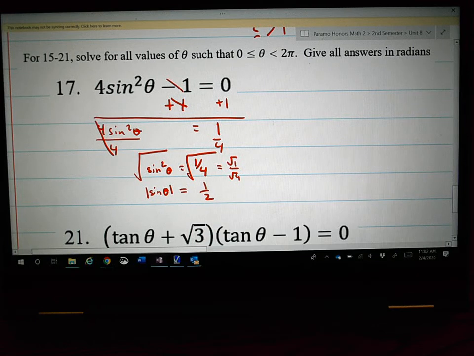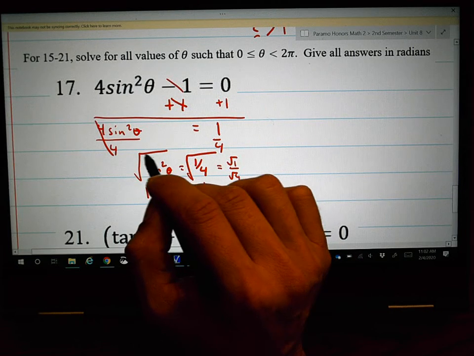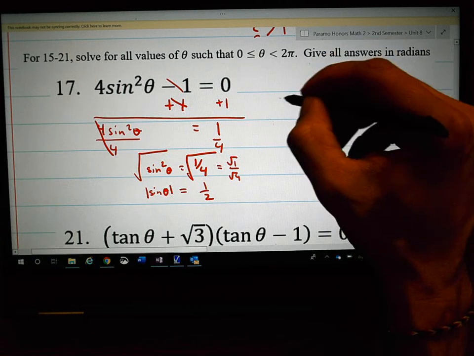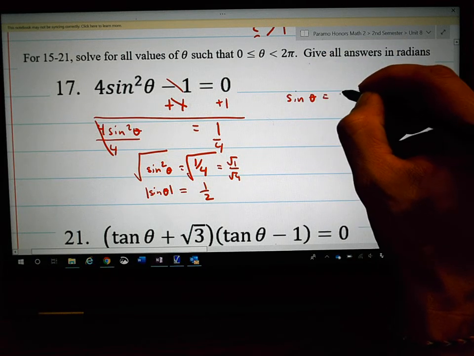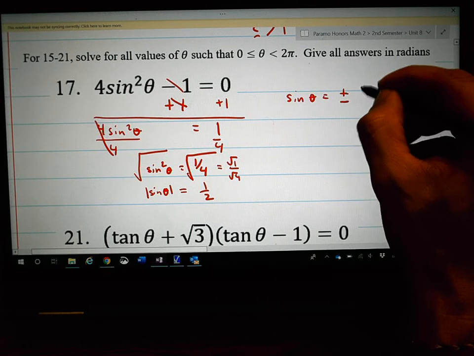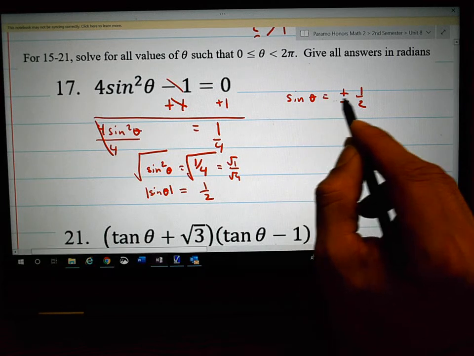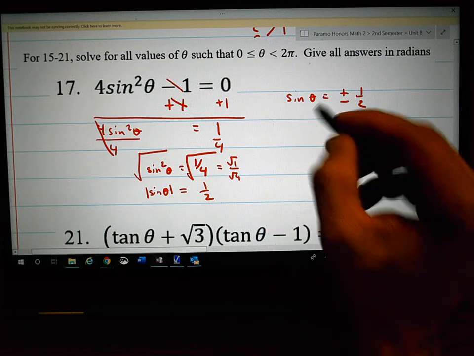Wait, is that just sine of theta? The square and the square root basically cancel each other out, but it's this absolute value. So this is equal to a positive ratio and or a negative ratio. There's the positive possibility and the negative one. I'm going to write it like this, plus or minus 1/2. Which means the sine of theta could be a positive 1/2 or the sine of theta could be equal to a negative 1/2.